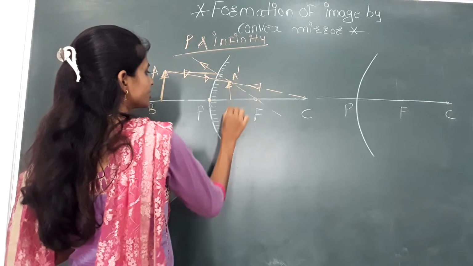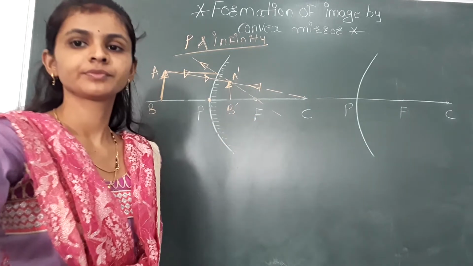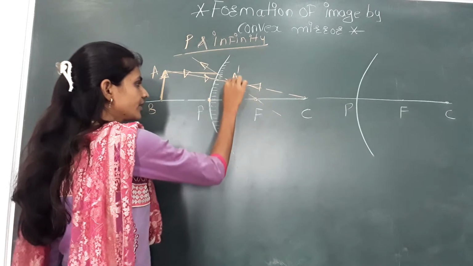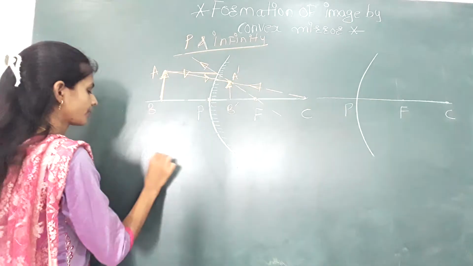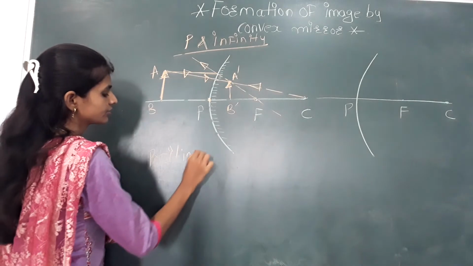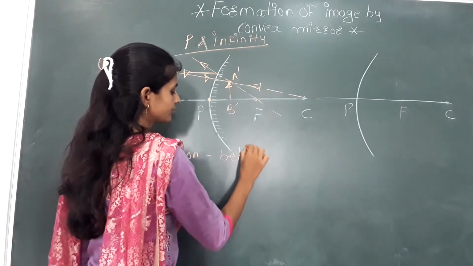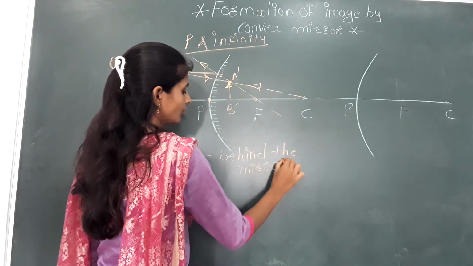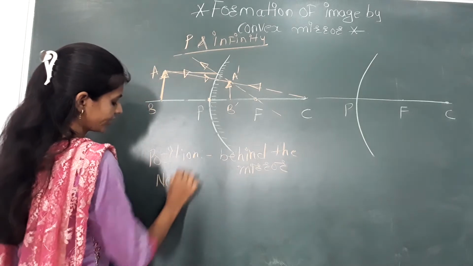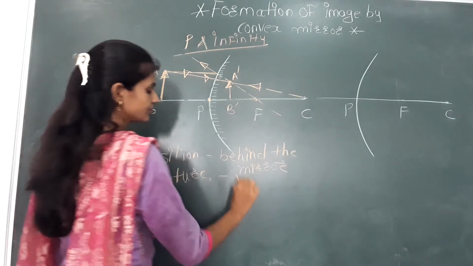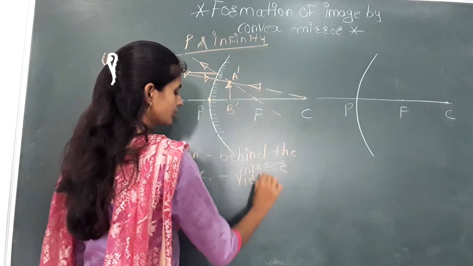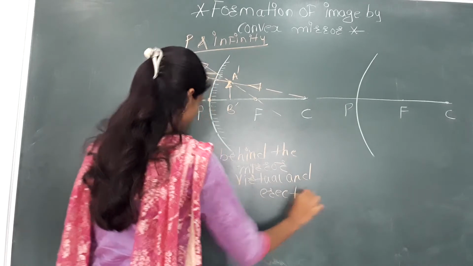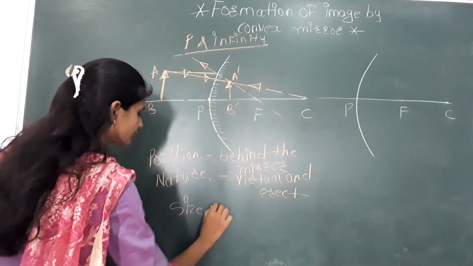So this is our A dash and B dash. Here we got the image between the pole and focus. Here is our image. Now, the position of the image is behind the mirror. The nature is virtual and erect, and the size is diminished.